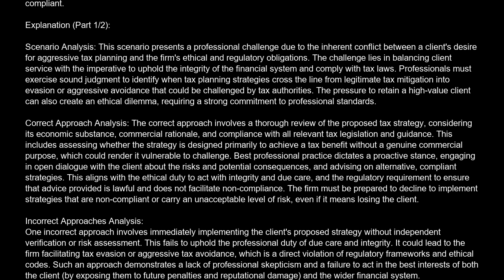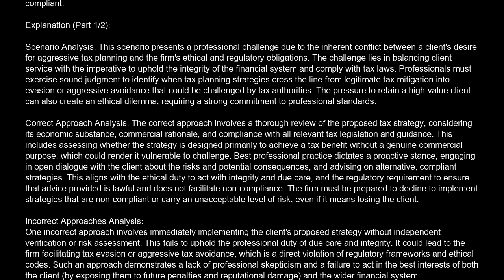Correct approach analysis. The correct approach involves a thorough review of the proposed tax strategy, considering its economic substance, commercial rationale, and compliance with all relevant tax legislation and guidance. This includes assessing whether the strategy is designed primarily to achieve a tax benefit without a genuine commercial purpose, which could render it vulnerable to challenge.